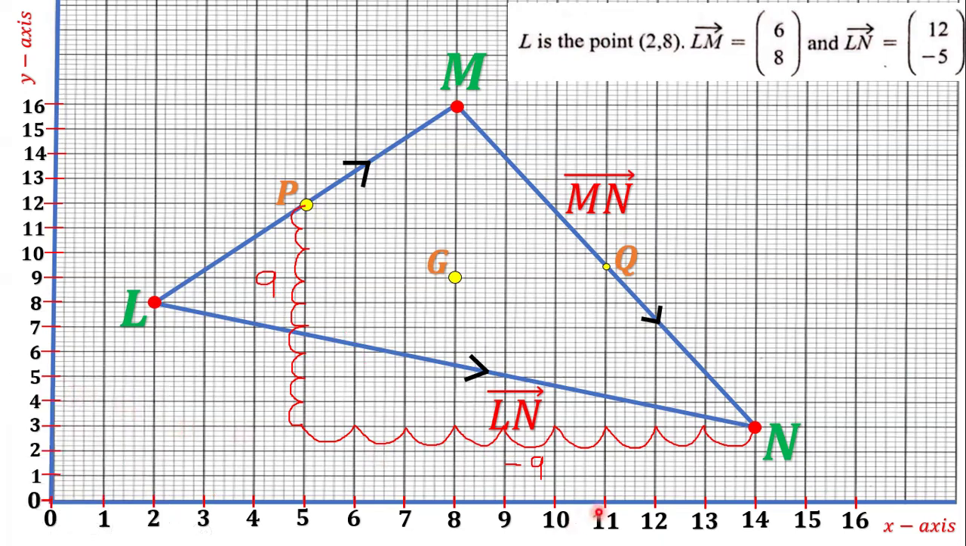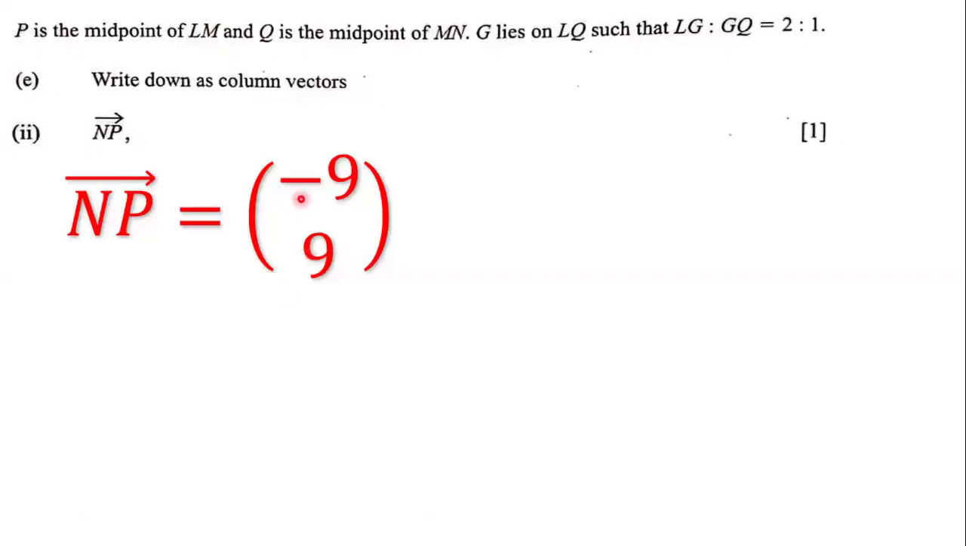So -9 for the X component and +9 for the Y component. And so the vector NP is equal to (-9, 9). I just did this using the graph. Okay, so let's move on.